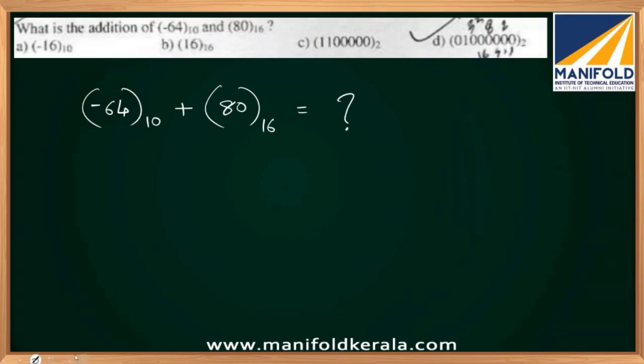Now you can approach this question in many ways. They're giving the answer in base 10, 16 or binary, whatever it is. Now, one way to approach this question is, see, one is given in decimal, one is given in hexadecimal. What you can do is convert the number given in hexadecimal into decimal first. Then you can do the operation in the decimal system. Then finally, if required, you can convert the answer into binary or hexadecimal. That is one way to do that.